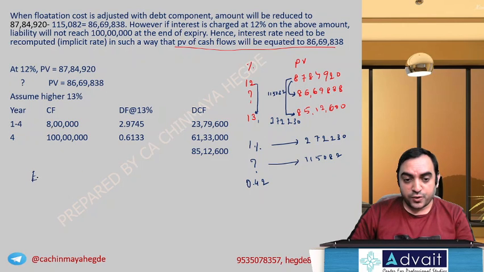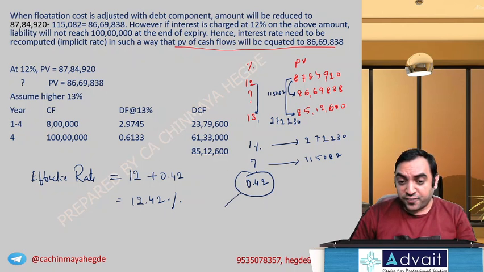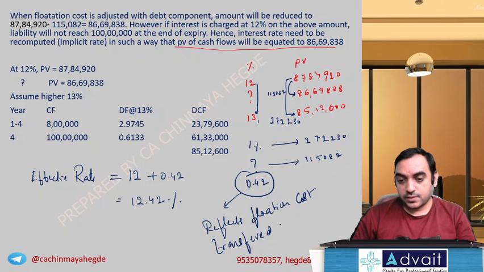Therefore, the effective rate of interest, the implicit rate of interest, is 12 plus 0.42, because we are increasing from 12 to 13. So it becomes 12.42%. You know what that 0.42 is all about? This 0.42 reflects the flotation cost, which is transferred to P&L over a period of time. I'll show you how it happens over a period of time.